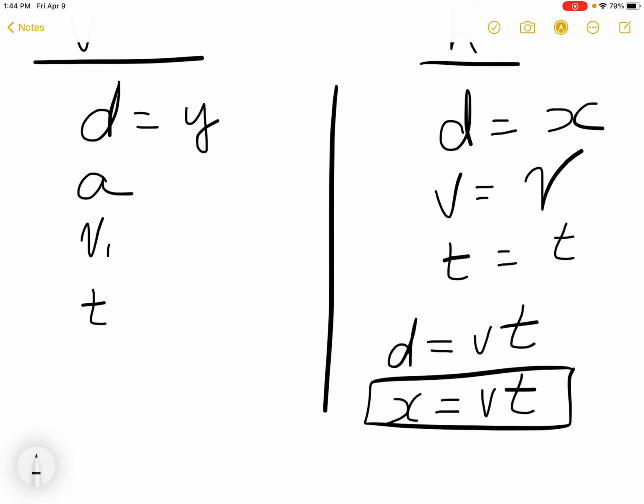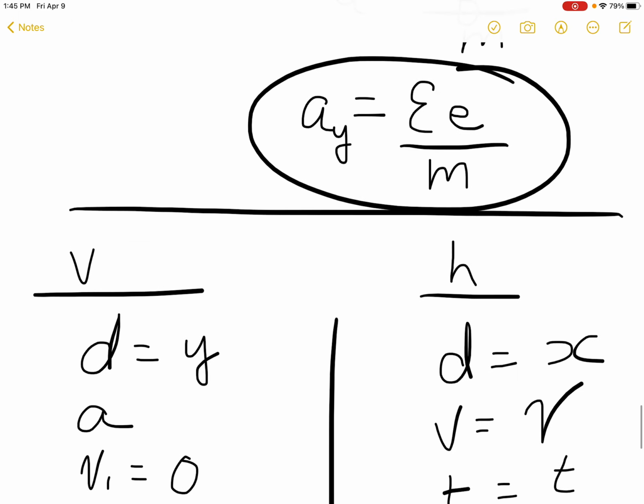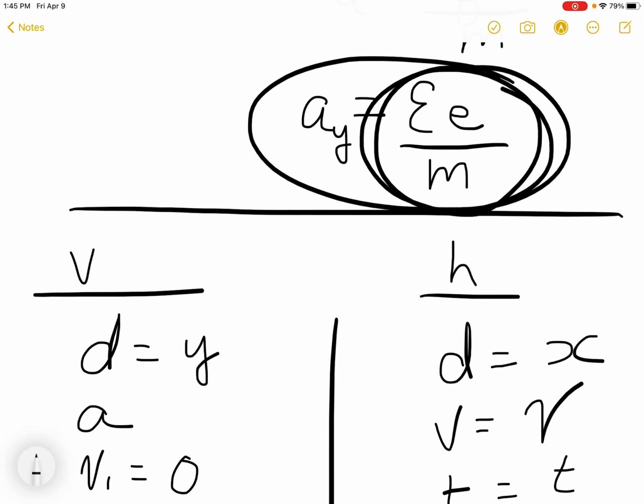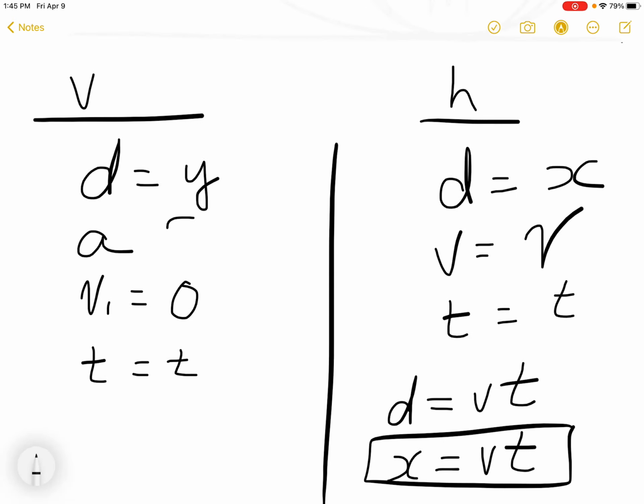Now, let's go over here to the Y. V1, what was the vertical V1? It was a 0, wasn't it? Because the speed was directed horizontally. And what was A? Well, we found A. It's this guy up here, EE over M. So we'll put that in here for our A.